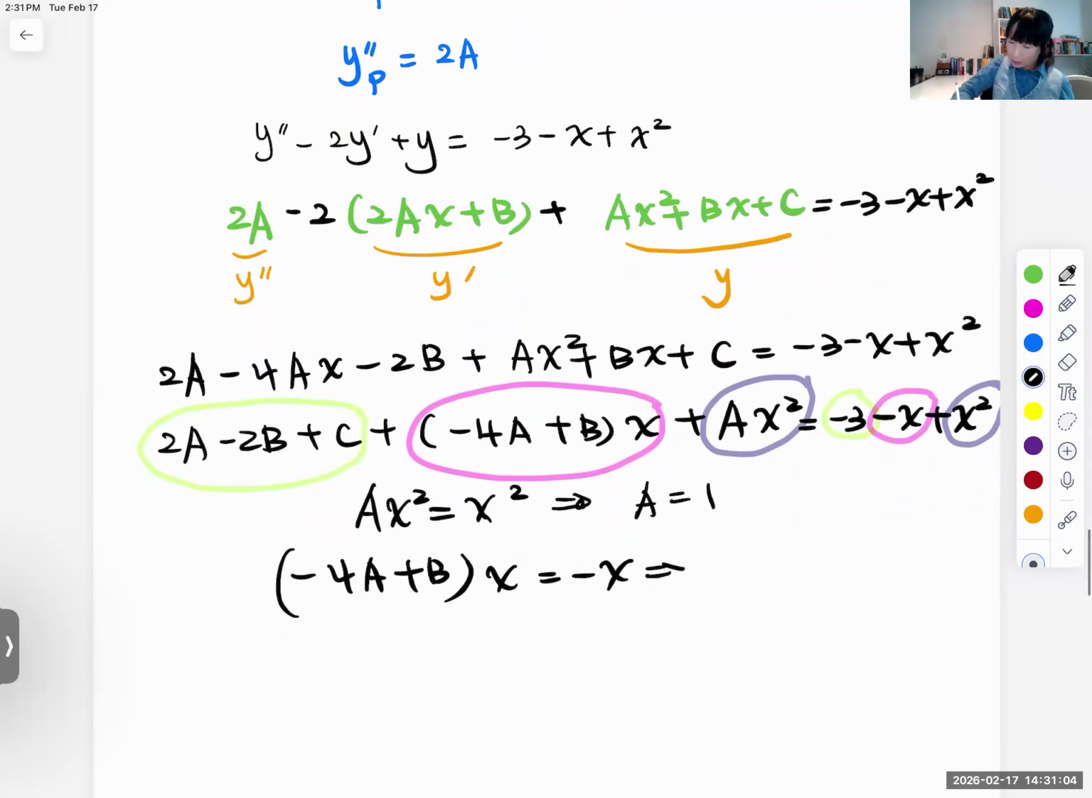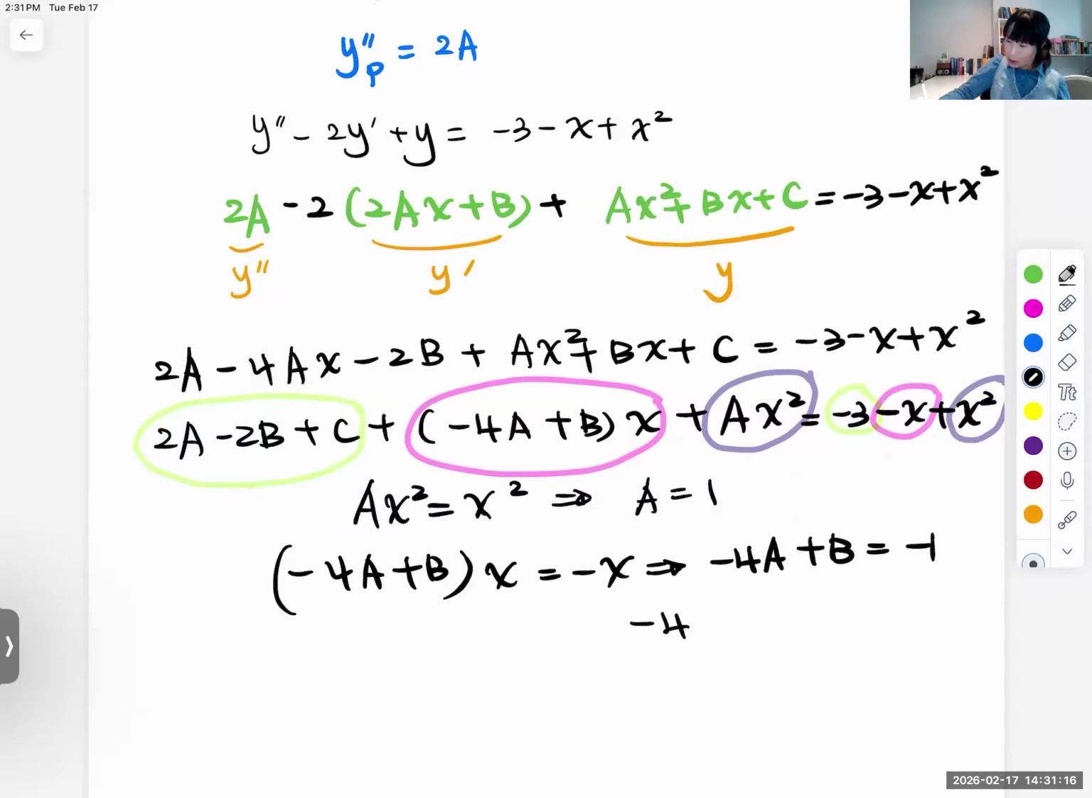Okay, so that means negative 4a plus b equal to negative 1, right? And then we have a equal to 1, so negative 4a, which is negative 4, plus b equal to negative 1. So move the negative 4 to the other side, so it's positive. So we have b equal to 3 then, right? B equal to 3, yeah.